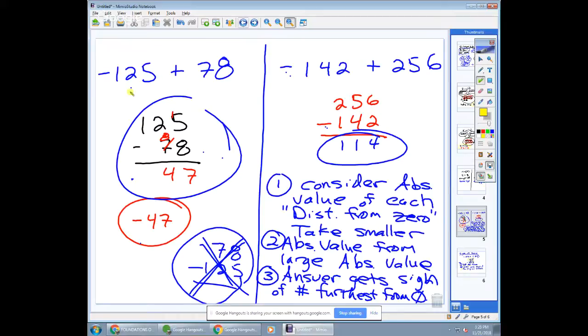Especially with these right here. This is a loss of 125 and a gain of 78. In terms of gain or loss, what should happen in the end here? It should be a loss overall, right? Which means a negative answer. So there's a couple ways to think about that.